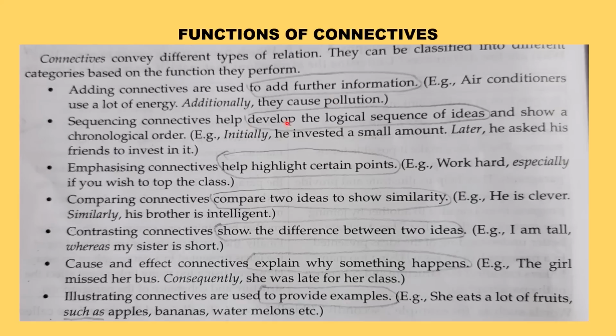Now, there are a few functions of connectives. Connectives convey different types of relation. They can be classified into different categories based on the function they perform. The first function is to add further information. So when you are going on adding information, giving a lot of information, you need a particular kind of linkers like additionally, furthermore, moreover, like that.